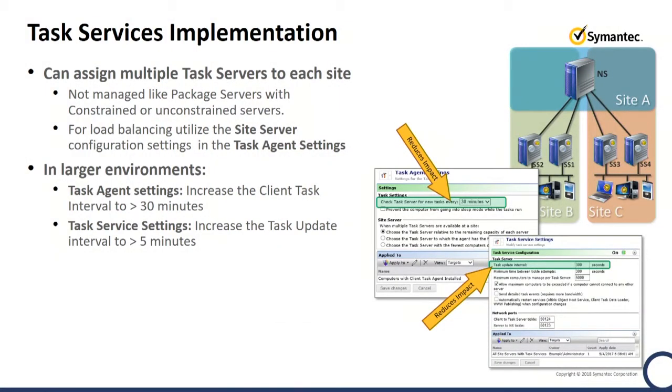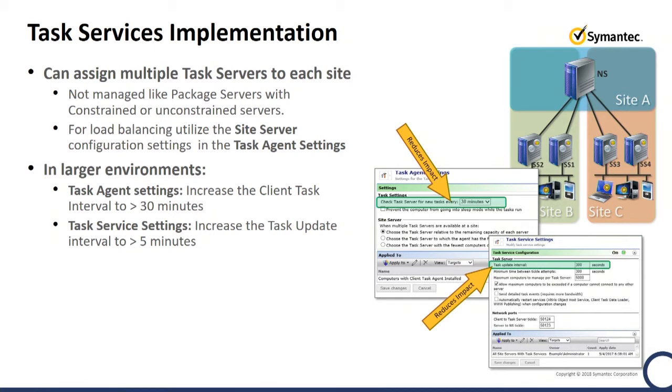Okay, so in bigger environments, there's some recommendations on the task update interval. So a general rule of thumb, and hopefully this is working in practice, is when you go into the task agent settings, increase them to at least 30 minutes in larger environments, right? So right now, I don't know what they're set for. It's probably 5 minutes or something like that.